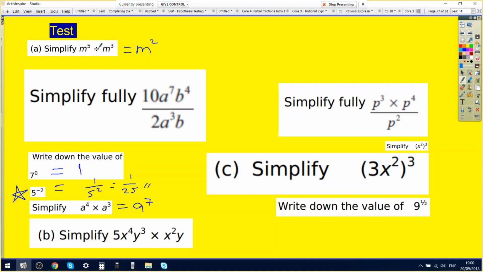So to divide indices, subtract the powers. To multiply indices, add the powers. Anything to the power of 0 is 1. And to the power of a negative is 1 over the same to the power of the positive.